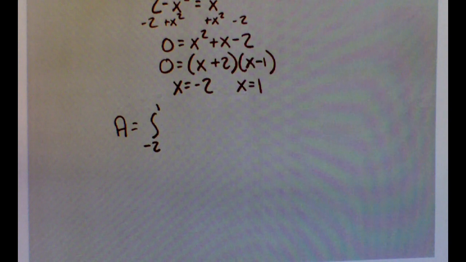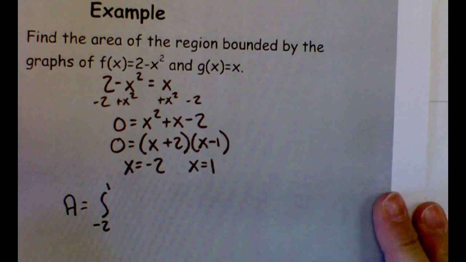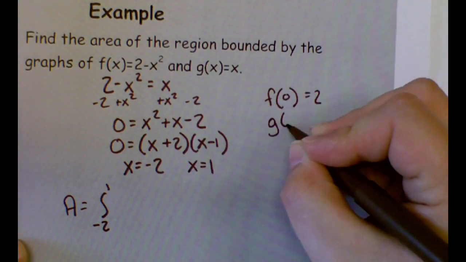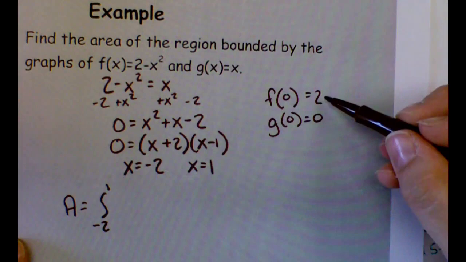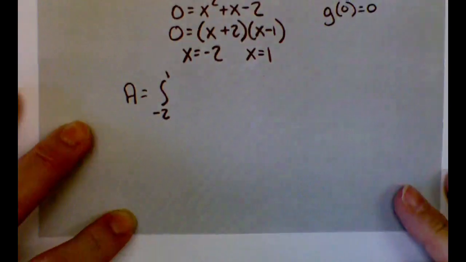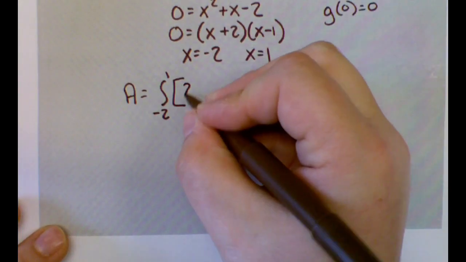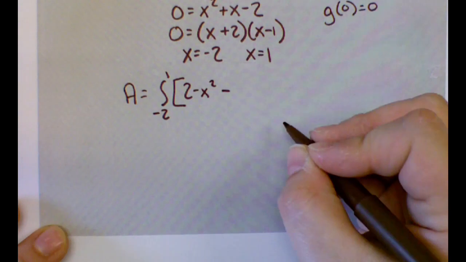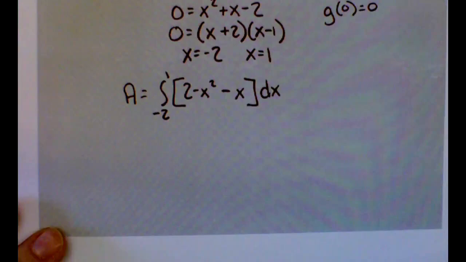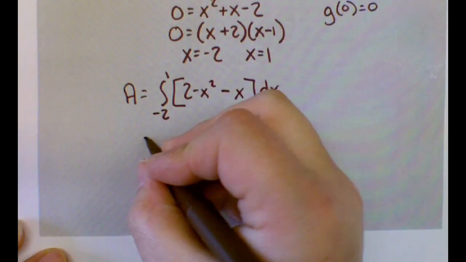Now we have to decide which function's on the top and the bottom. To do that, pick some number in the interval. I like x equals 0. If I plug that into my two functions, f of 0 is 2, g of 0 is 0, 2 is bigger than 0, which means f of x is the top. So we'll take f of x, which is 2 minus x squared, minus g of x, which is x, dx. Now I don't even need to rewrite this. I can just go straight for my integration.